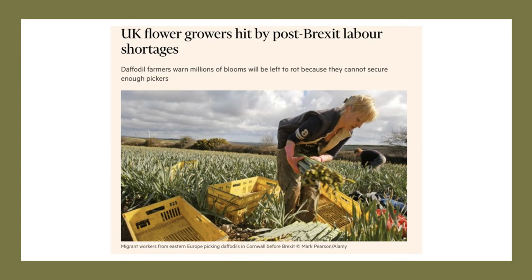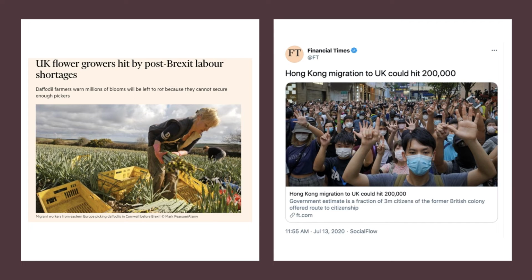Here's an article from the FT suggesting that flower growers have been hit. Flower growers, daffodil producers, have been hit hard by post-Brexit labour shortages. Indeed, many farmers are warning they may have to leave their crops unharvested because they can't secure enough fruit pickers and flower pickers. On the other hand, in another story from the summer of 2020, the UK government is likely to give migration rights to several 100,000 people from Hong Kong, so that would potentially increase our labour supply in certain industries.